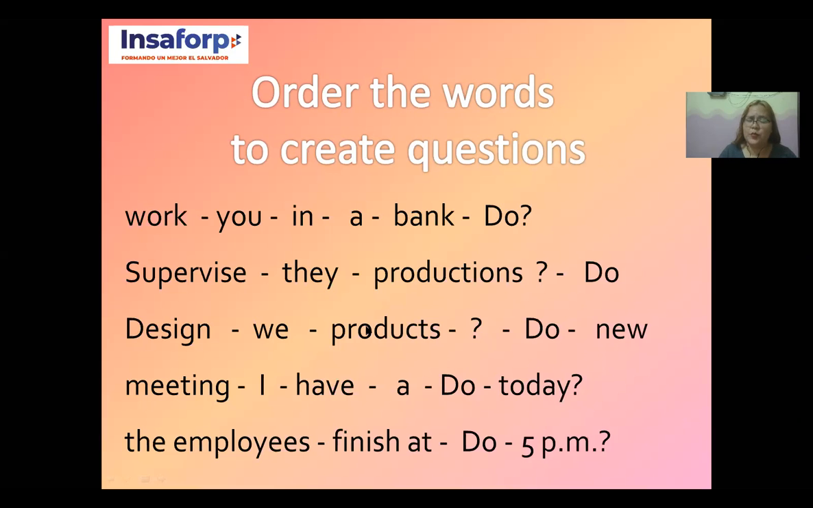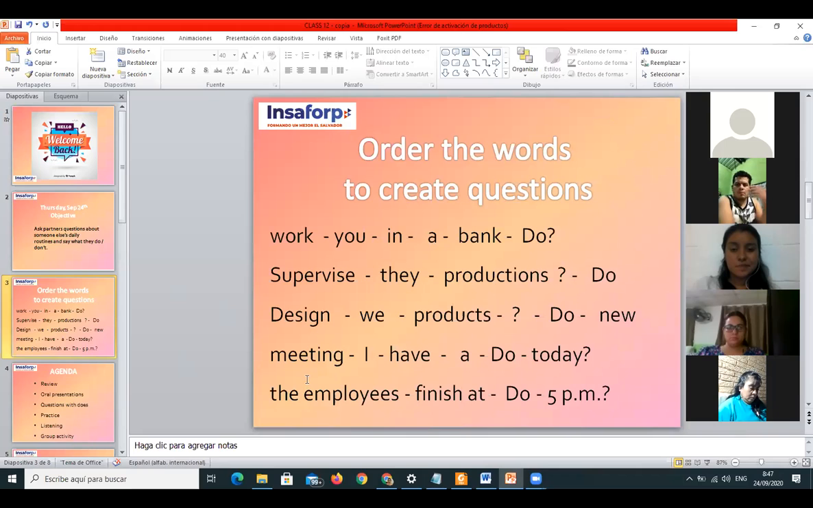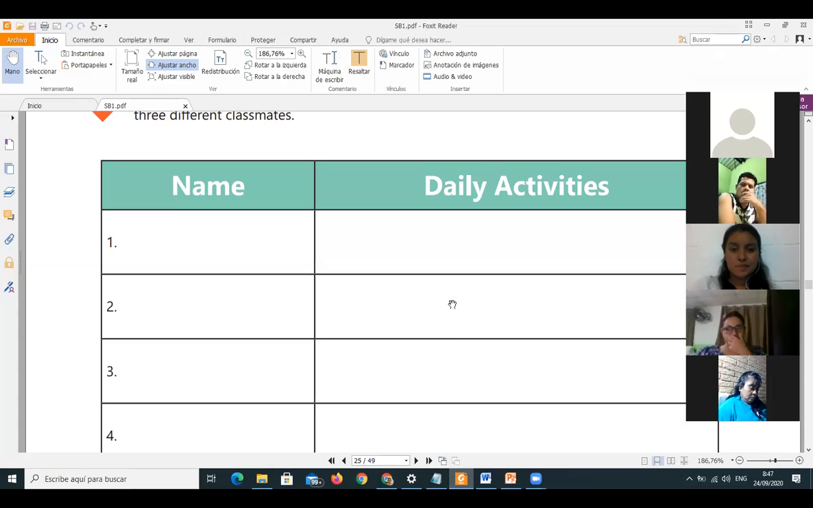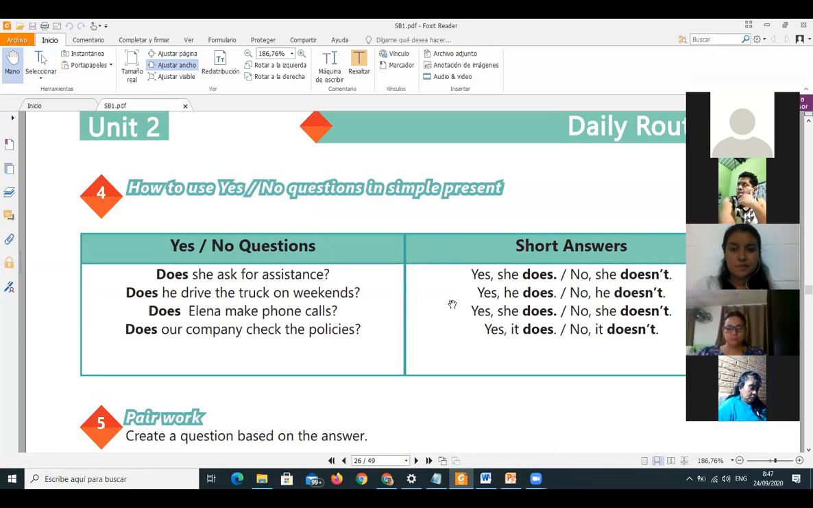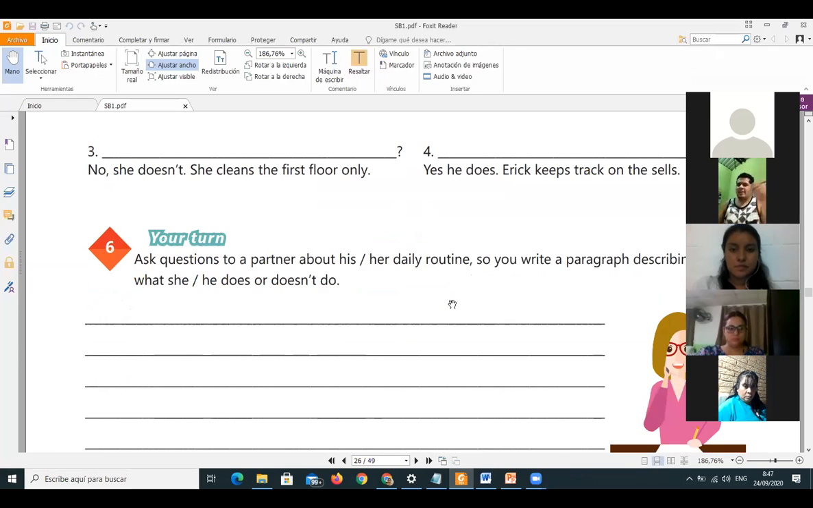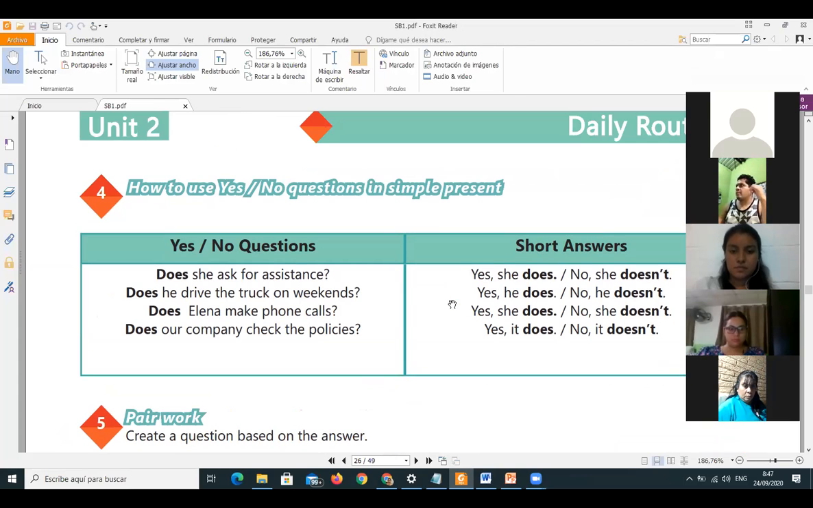So this activity was to practice a little bit of what we did yesterday, which was questions with the auxiliary do. However, the auxiliary is going to change if the subject is he, she, or it. Look at this information on page 26 in the manual. Questions for he, she, and it.